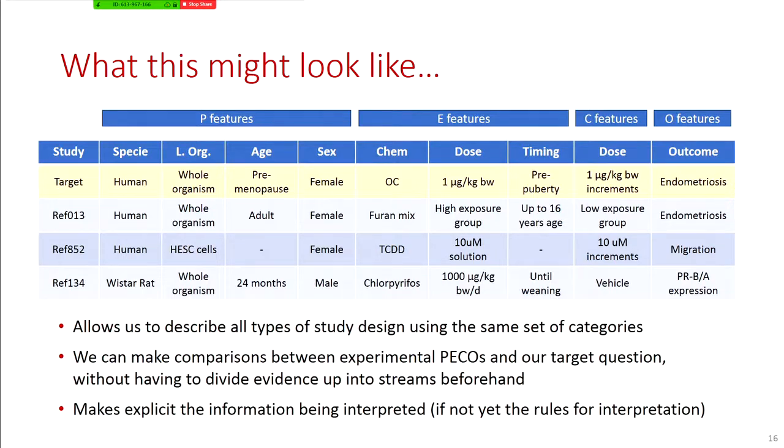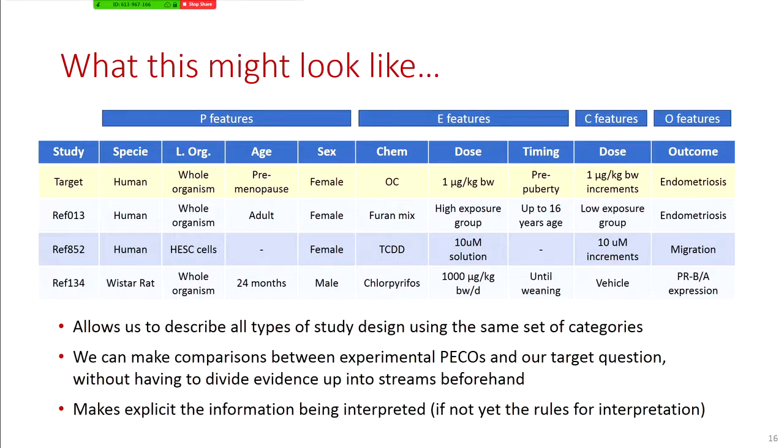It just gives us a structure for classifying how similar each of those included studies is along a set of predefined dimensions, which we like to do in systematic reviews, right? And it would allow us to describe all types of study design using the same set of categories. It doesn't matter if it's an in vitro study or a human epi study or a rat study or whatever. In theory, we can make comparisons between experimental PICOs and our target question without having to divide the evidence up into streams beforehand. We just look at it and see how similar it is, right?